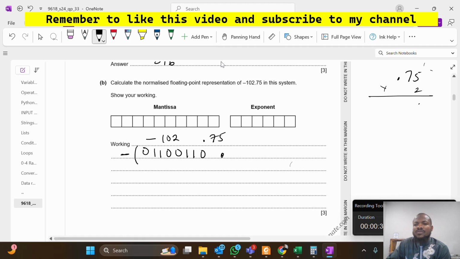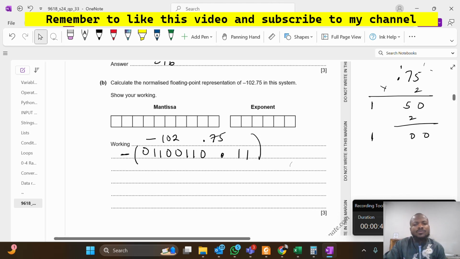So 2 times 0.75 is 1.5, and 2 times 0.5 is 1.0. So the bits are 1 and 1, and it has converged. So that will be 0.11. I hope this is understood. Okay, good.